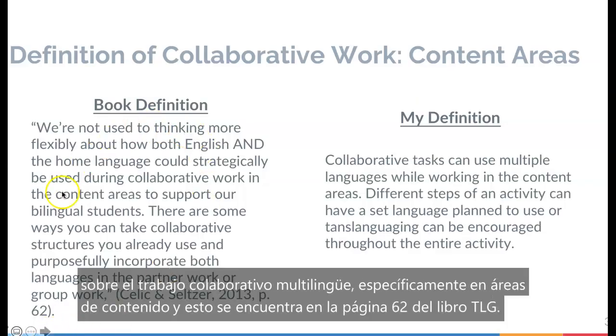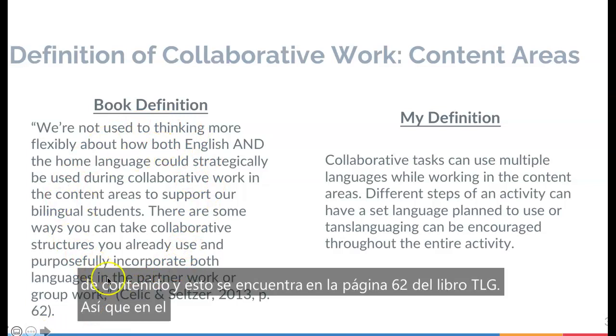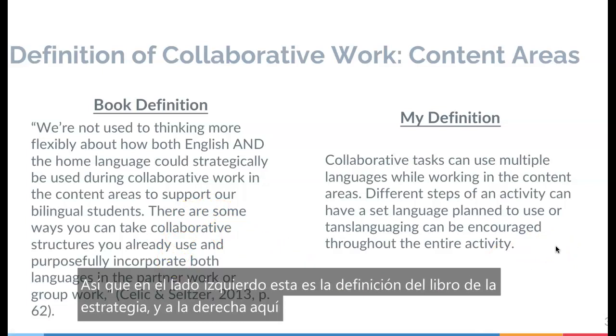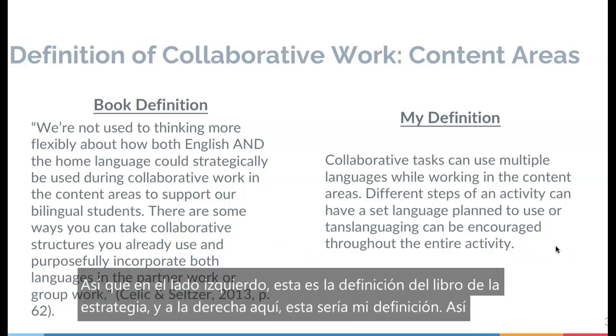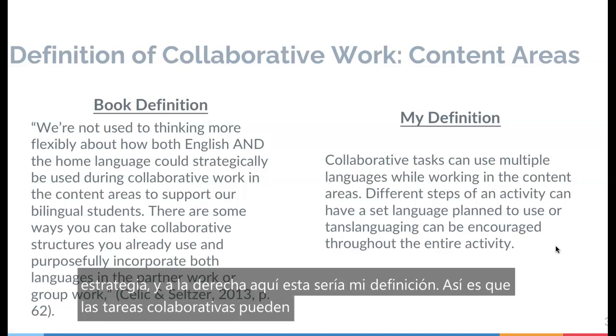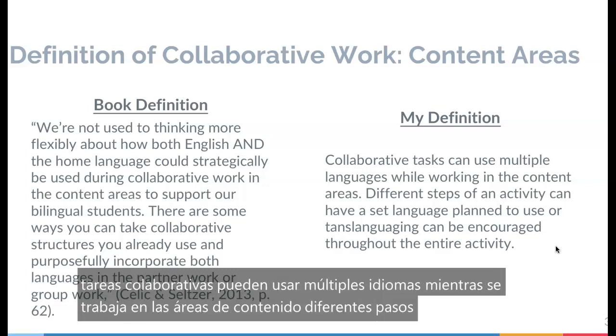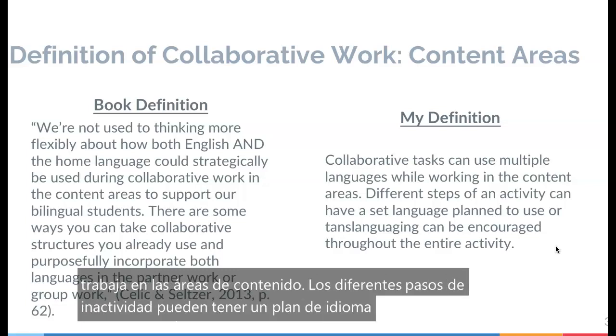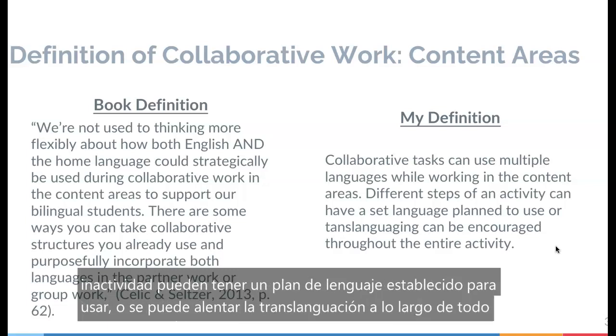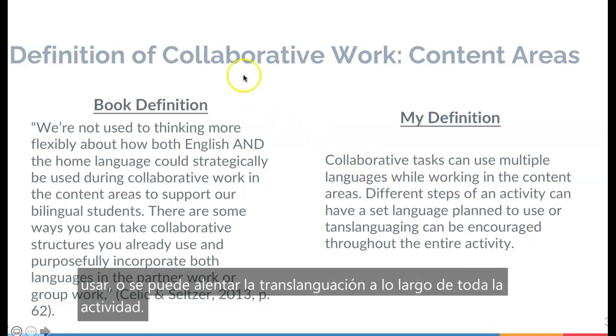So on the left-hand side, this is the book's definition of the strategy, and over on the right here, this would be my definition. So it's that collaborative tasks can use multiple languages while working in the content areas. Different steps of an activity can have a set language plan to use, or translanguaging can be encouraged throughout the entire activity. So I'm sure we all know what collaborative work is.